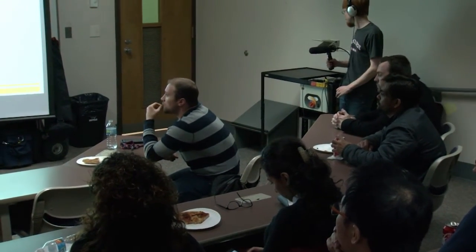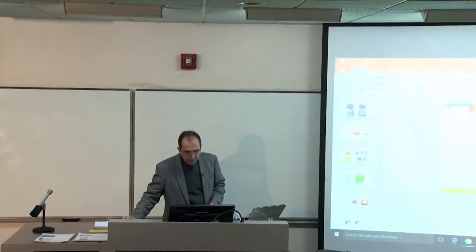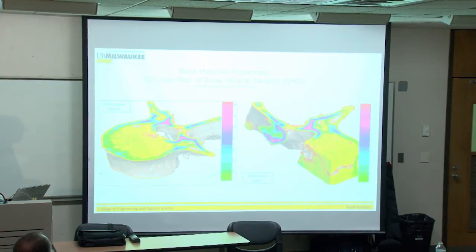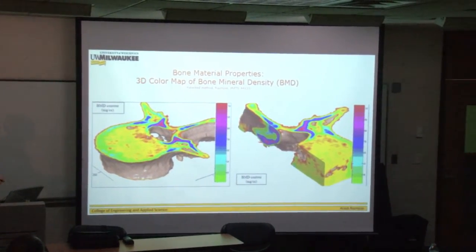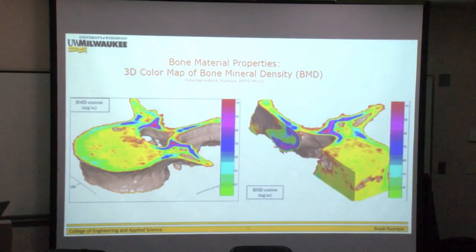How do you extract each voxel's material property from a given CT scan? Let me show you. We extracted the material property based on the bone mineral density. We have some equations which convert the bone mineral density to mechanical properties. We use this distribution for that reason.